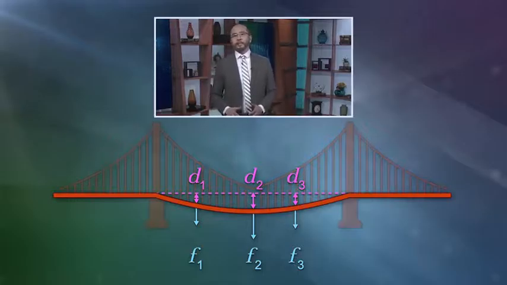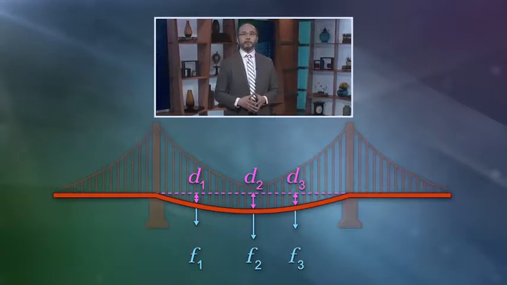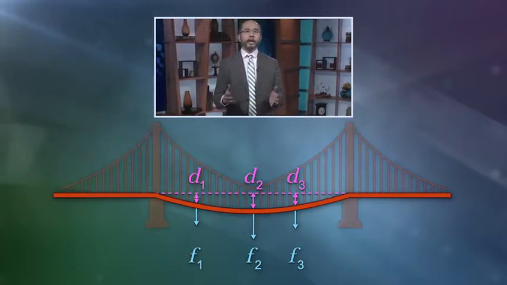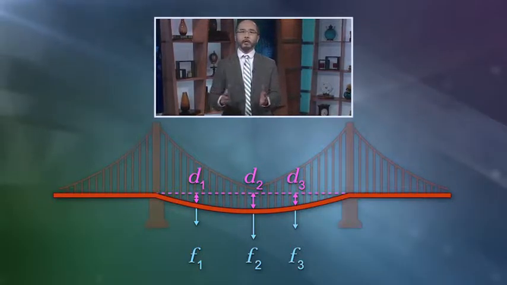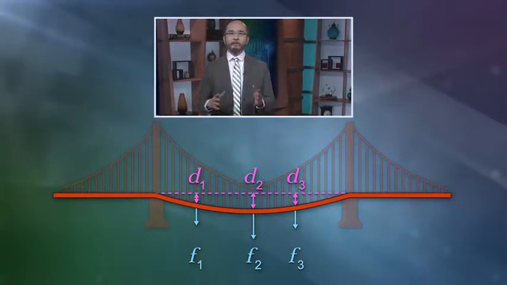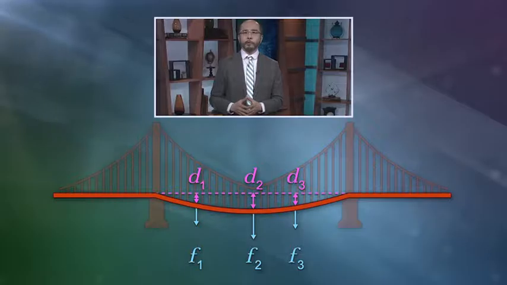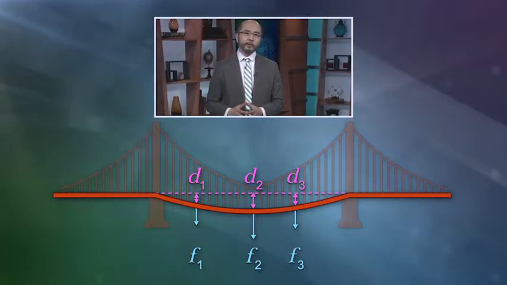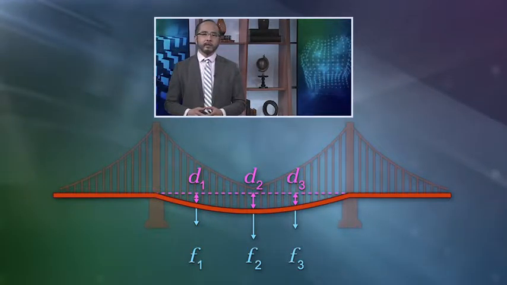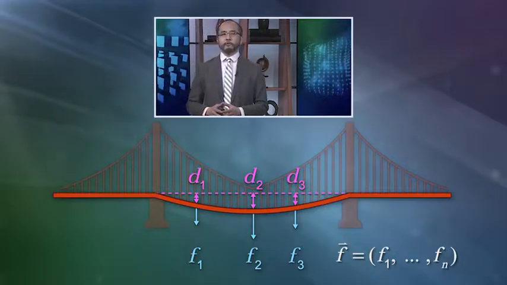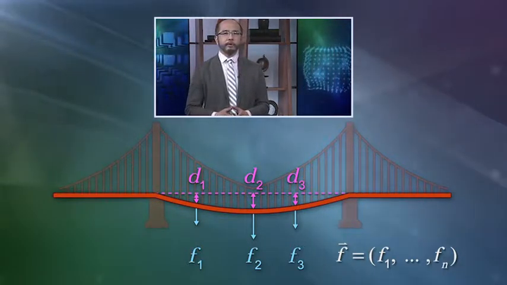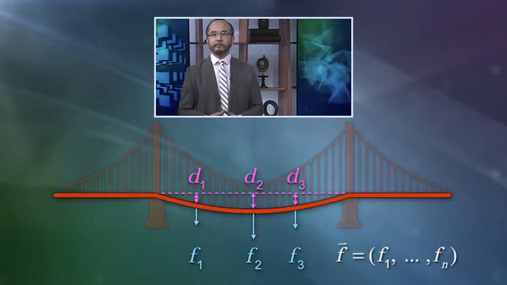In building a bridge, an engineer might be interested in the response of the bridge when weighed down by loads at the various points along the bridge. Imagine, for instance, a single beam with forces at n points along the beam. We'll keep track of those n forces with a force vector F with components F1 through Fn.